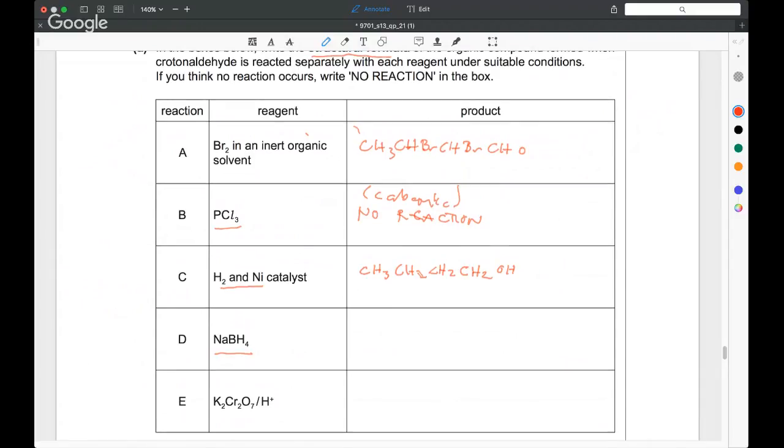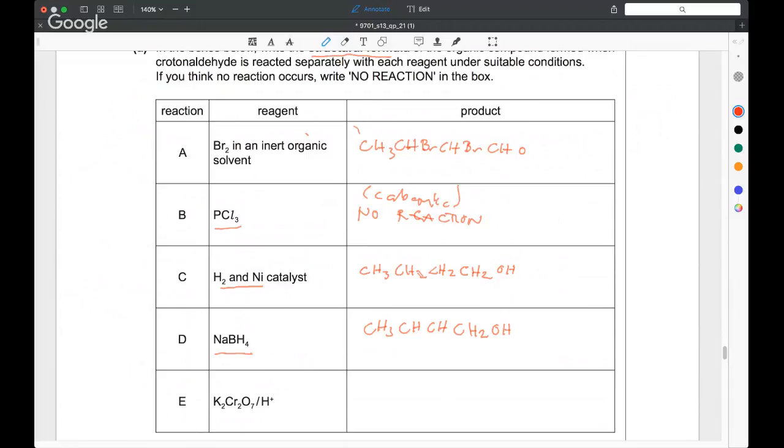So you've got this, and then you've still got the carbon-carbon double bond, haven't you? That's there. But then you've reduced the aldehyde to a primary alcohol. So that's selectively reducing the aldehyde, whereas here, everything was reduced.